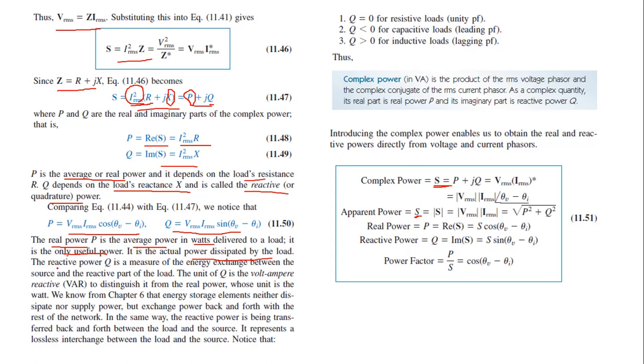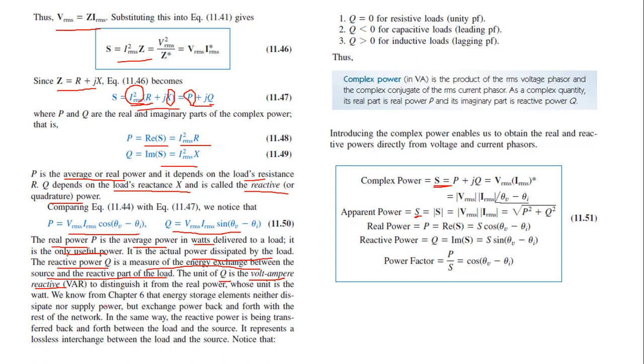And this real power is related with the term resistance. Next power is reactive power, which is denoted by Q, which is nothing but the measure of energy exchange between the source and the reactive part of the load. The reactive part of the load is nothing but the inductive or capacitive elements. So that only contributes to the term reactance. Here the unit of Q is volt ampere reactive. Since this is reactive power, to distinguish it from the real power, we have a unit of volt ampere reactive.